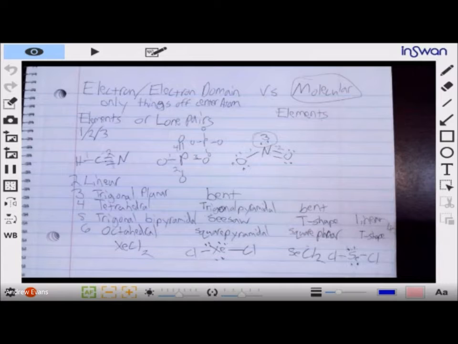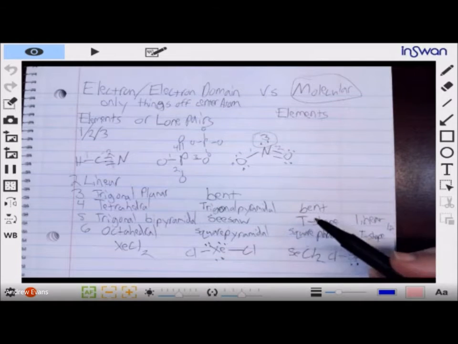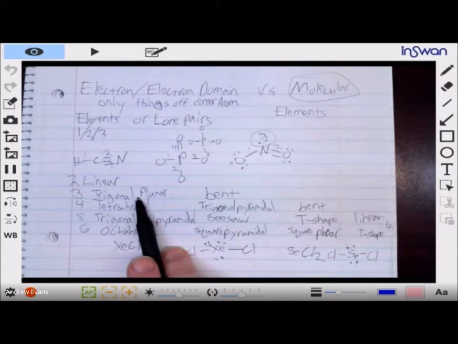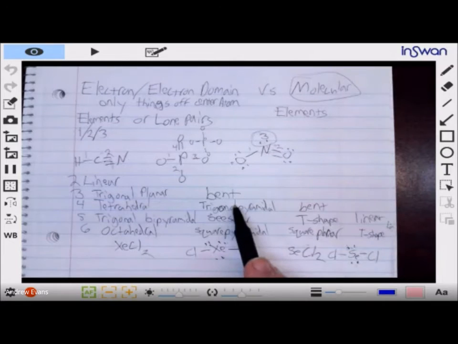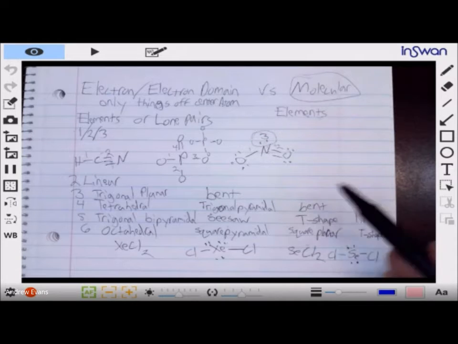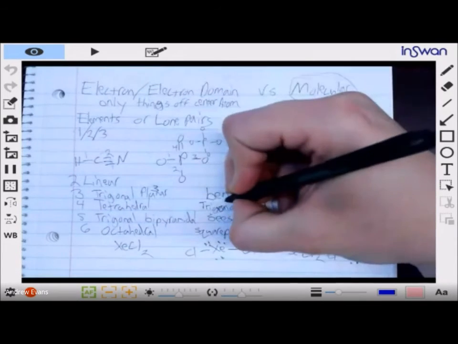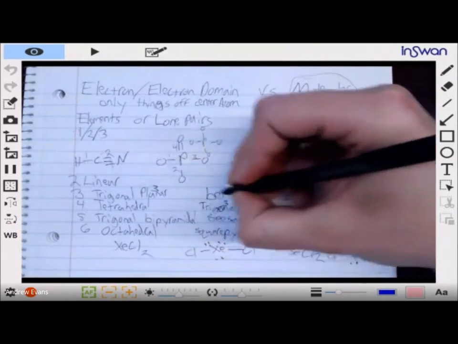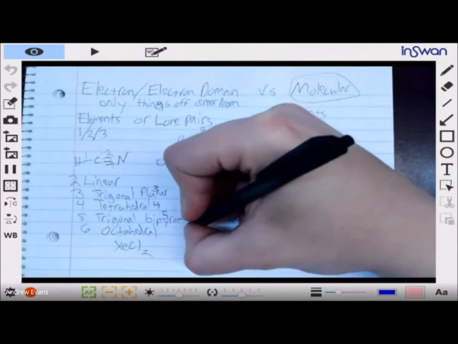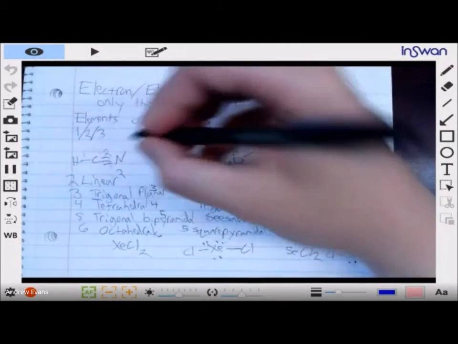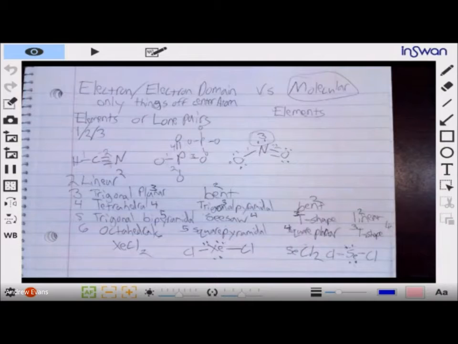So if it's just 3 atoms and no extra electrons, it's trigonal planar. But if it's 3 atoms and 4 electrons, it's trigonal bipyramidal. 3 atoms, it could be T-shaped. So you must think about this whenever you see a structure written without a shape.